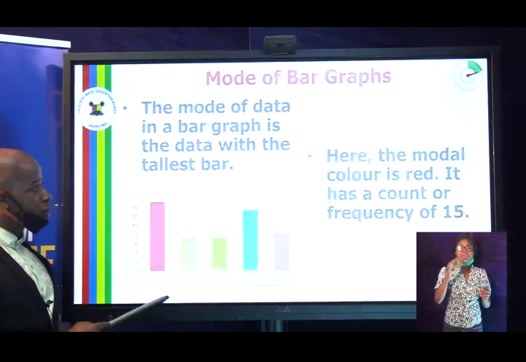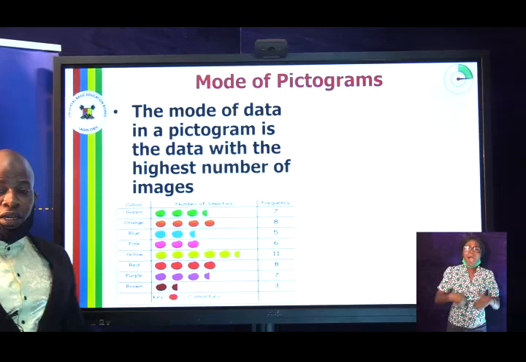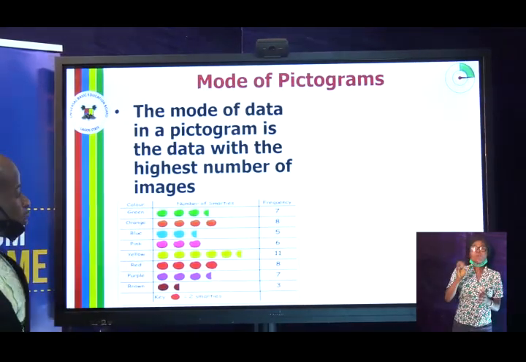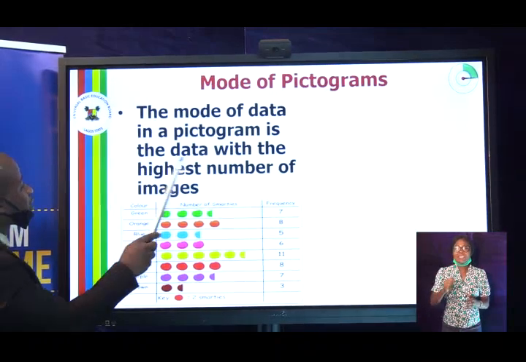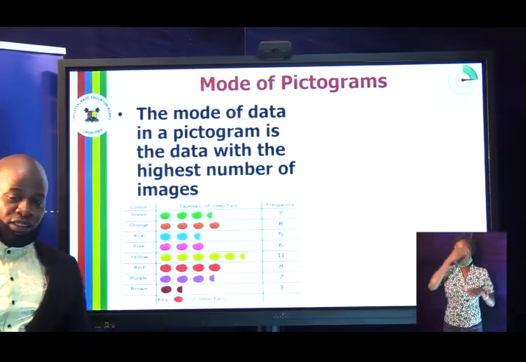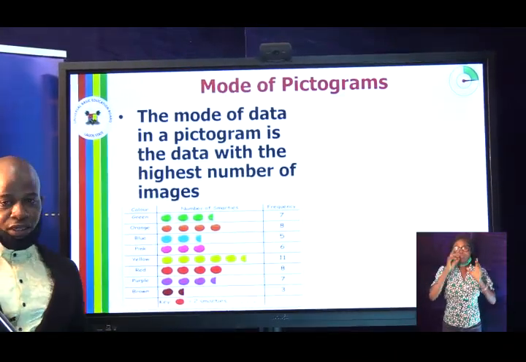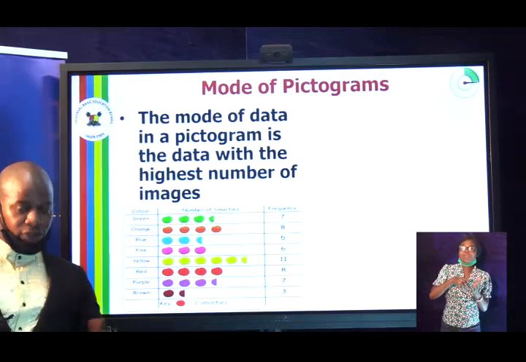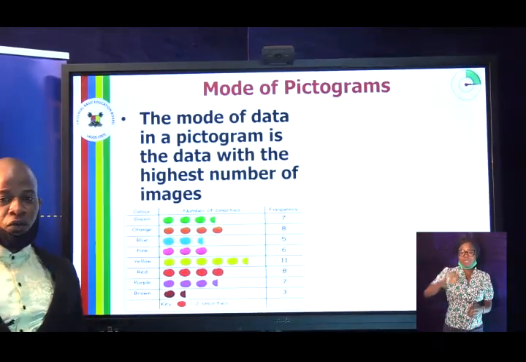How about if we're given pictograms? How do we identify the mode? In pictograms, the mode is the data with the highest number of images or pictures. Do not forget that a pictogram is a chart that represents data with images that are related to that data. So in this case, you select the one with the highest number of images.